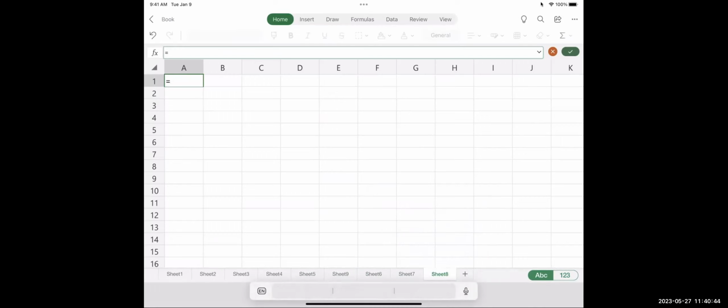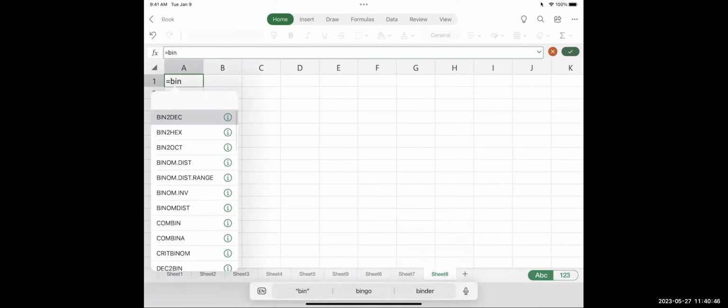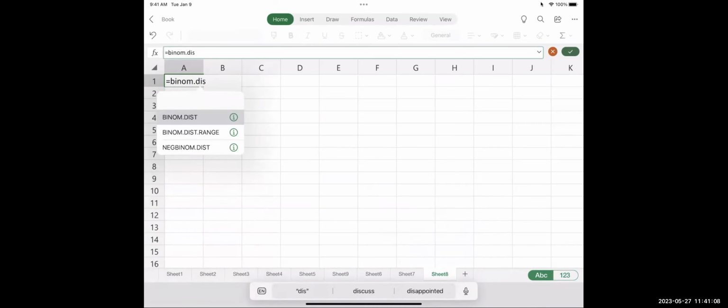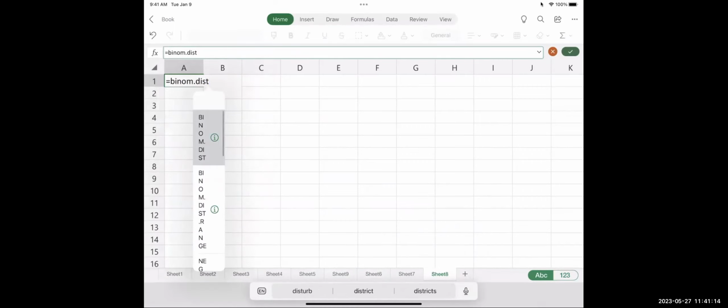All right, so I'm going to say binomial. You see how many things show up? All these different binomial, hexagon, octagon, all these things. Okay, all I want is the distribution. Binomial dot dist. Let's try that. You can look all this stuff up on the internet. Now let's open up. Something's wrong. Oh, I have to pick one.